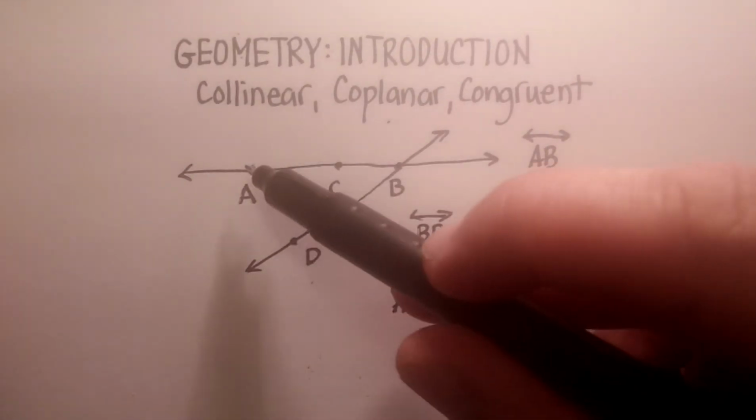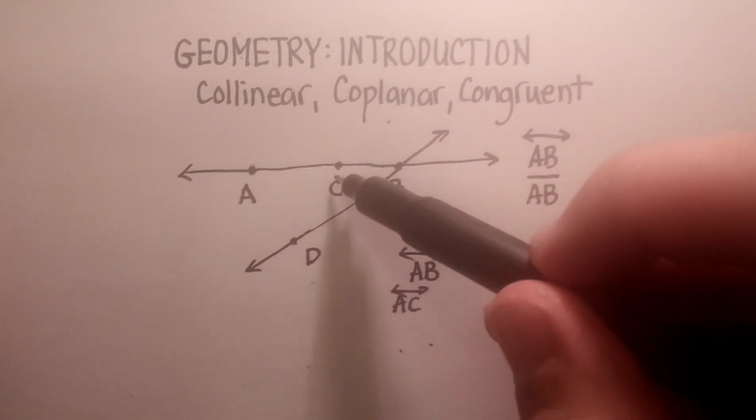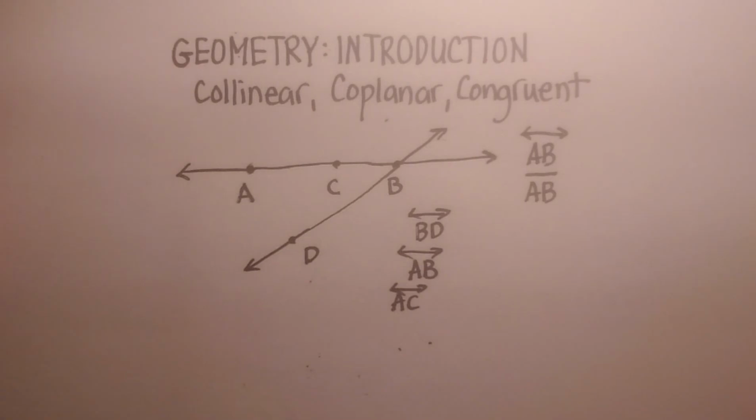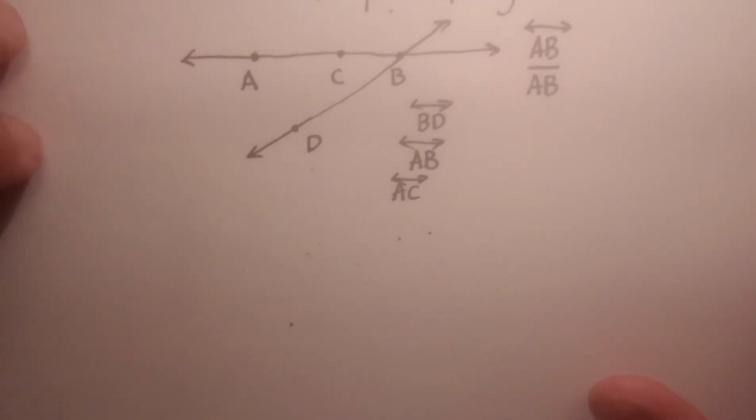D is not collinear with A. D is not collinear with C, unless I draw more lines. So that's the first concept that I want you to pay attention to.